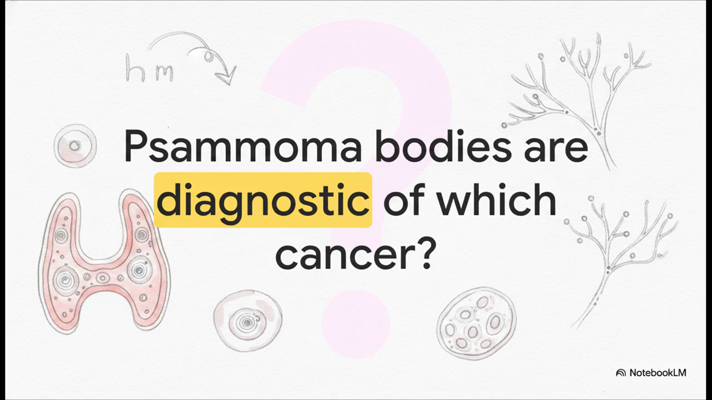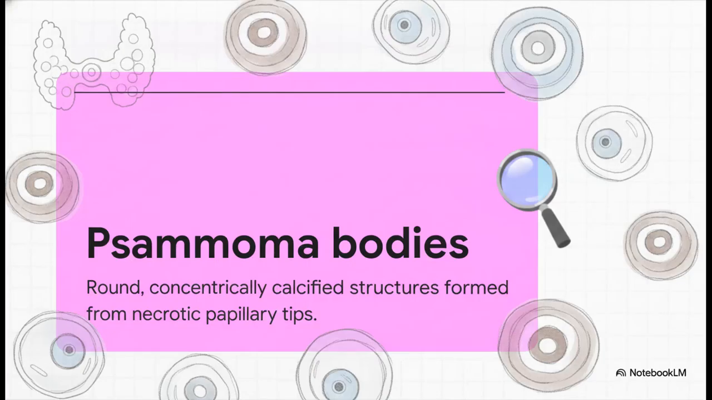Okay, so we biopsy a suspicious mass, and the pathologist report comes back. What specific cancer is diagnosed by the presence of psammoma bodies? Follicular, papillary, anaplastic, medullary, or lymphoma? The correct answer is B, papillary carcinoma.